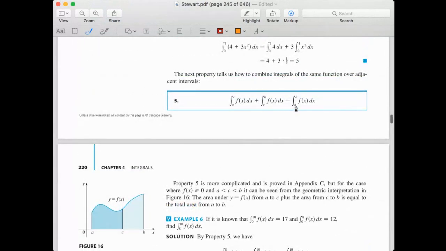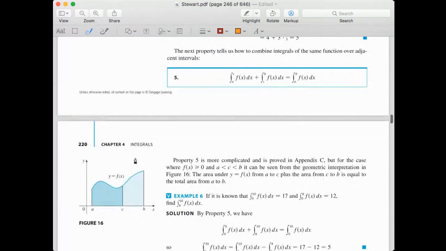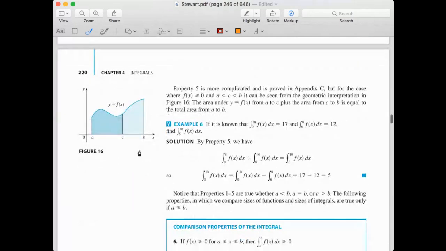And also, if C is in the middle of A and B, just like this picture, the integral from A to B we can split into the integral from A to C and C to B. So A to B, we can split into A to C, C to B. C is a number in between A and B. Because the area at C is 0. That's why we can do that.